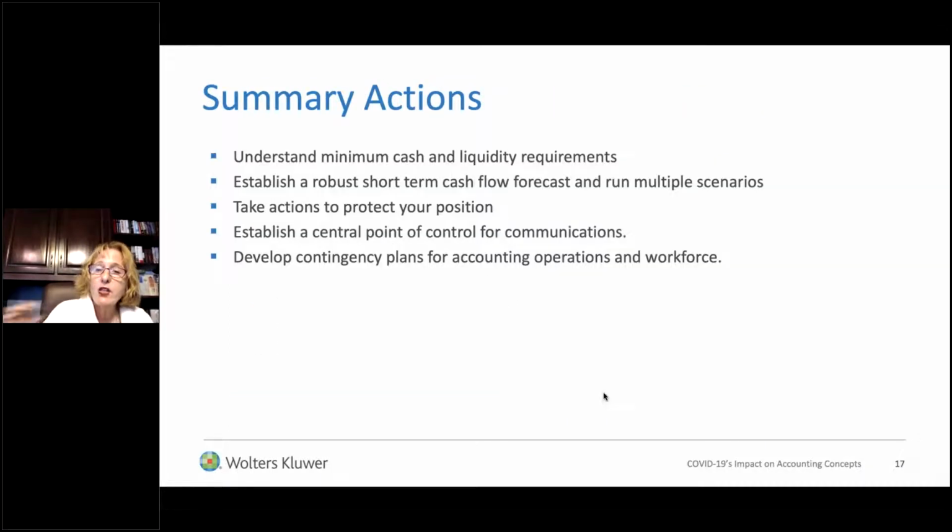So from a cash perspective, and this is just the cash forecasting area, and then we'll talk quickly about subsequent events and going concern: make sure you understand what your minimum cash and liquidity requirements are to operate, and also have a tolerance. Is your management saying that minimum needs to be for the next 3 months, the next 6 months?